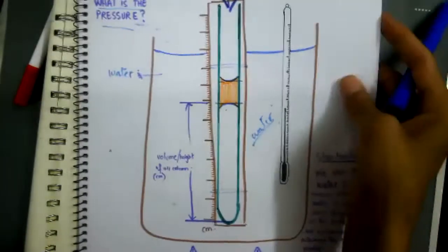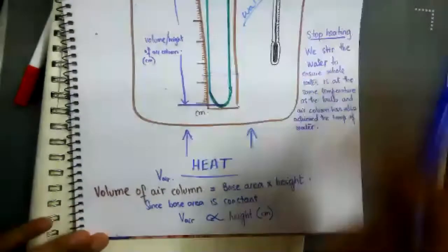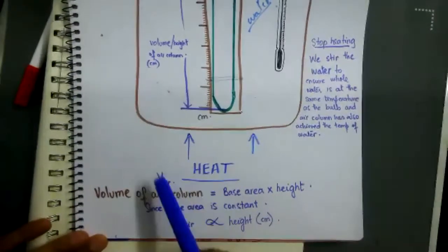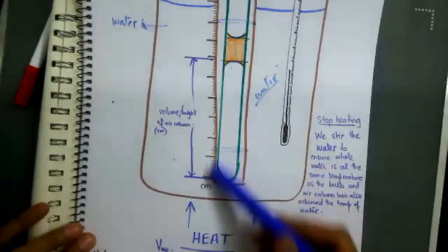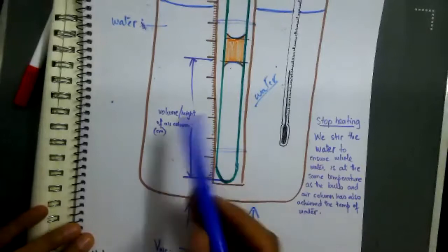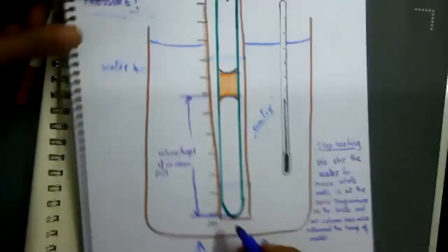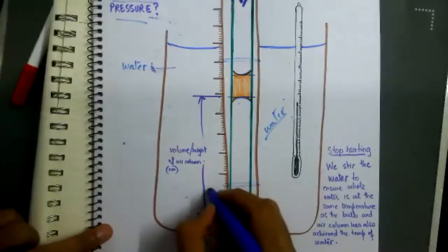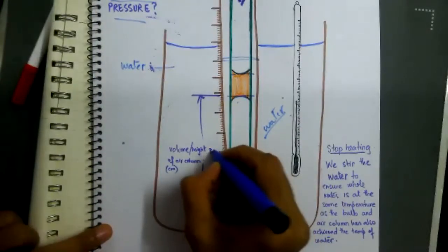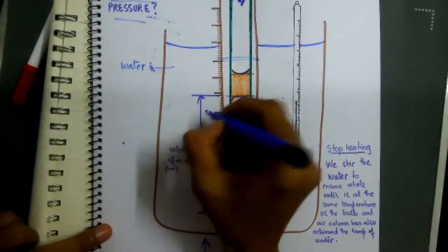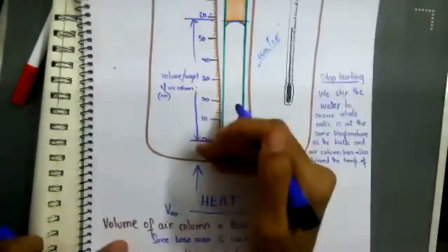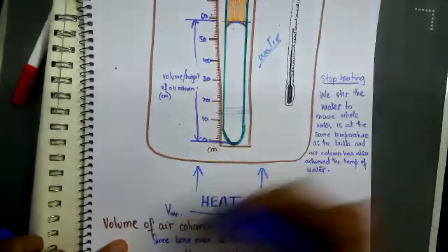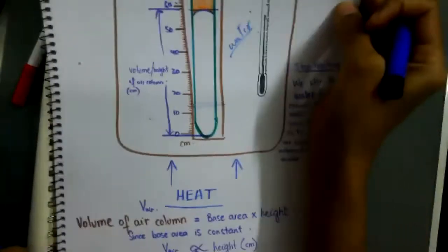Now, my other question was, why is it that we don't calculate the volume of the whole thing? We're just looking at the height, whatever this height is: 0, 10, 20, 30, 40. So why is it that we are only measuring the height? Why aren't we calculating the whole volume?